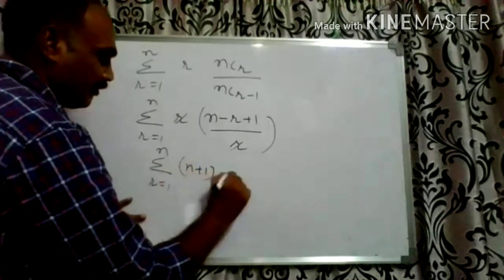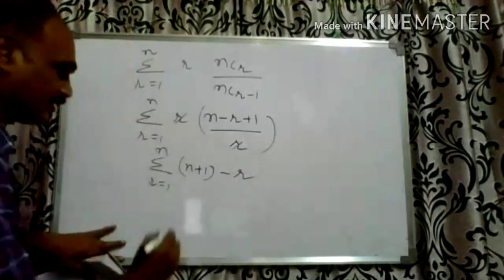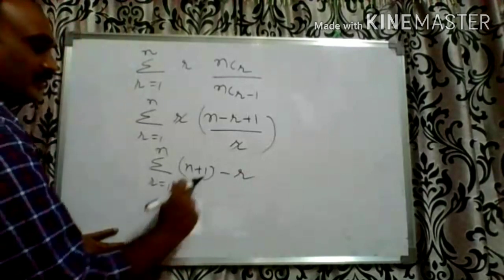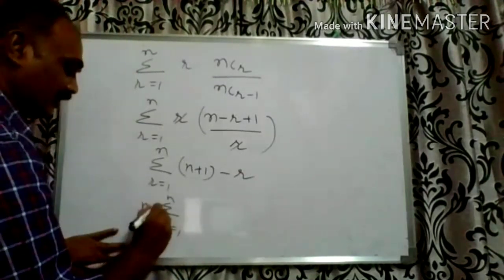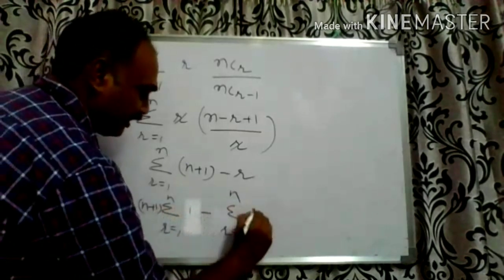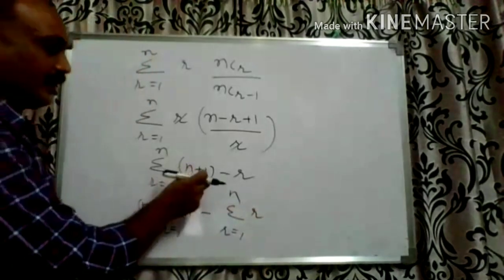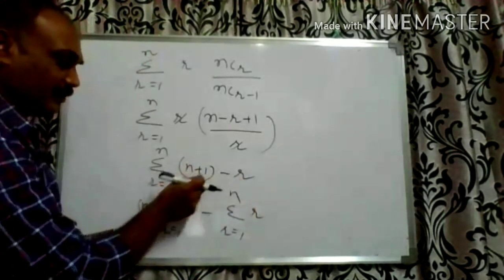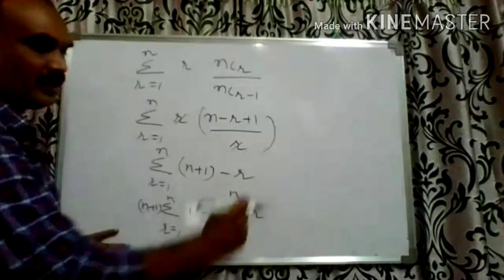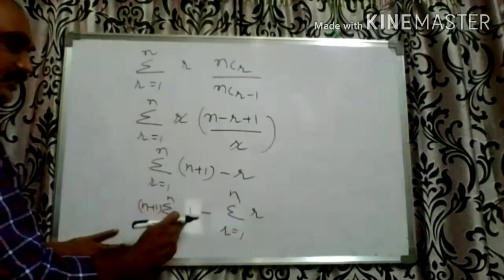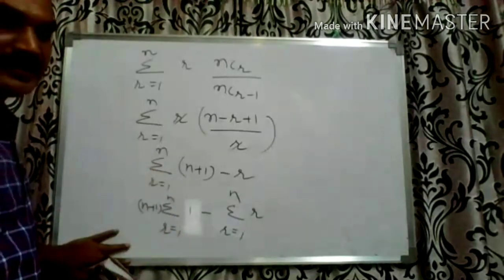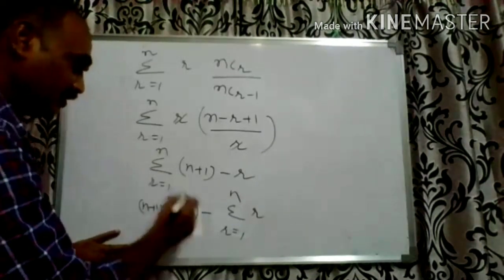N plus 1 minus R. That is equal to sigma R is equal to 1 to N, so N plus 1 into 1 minus sigma R is equal to 1 to N of R. Sigma of N plus 1 minus R is equal to sigma N plus 1 into 1 minus sigma R is equal to 1 to N of R. Sigma 1, R is equal to 1 to N, is 1, 1, 1, 1, N times. That is equal to N.